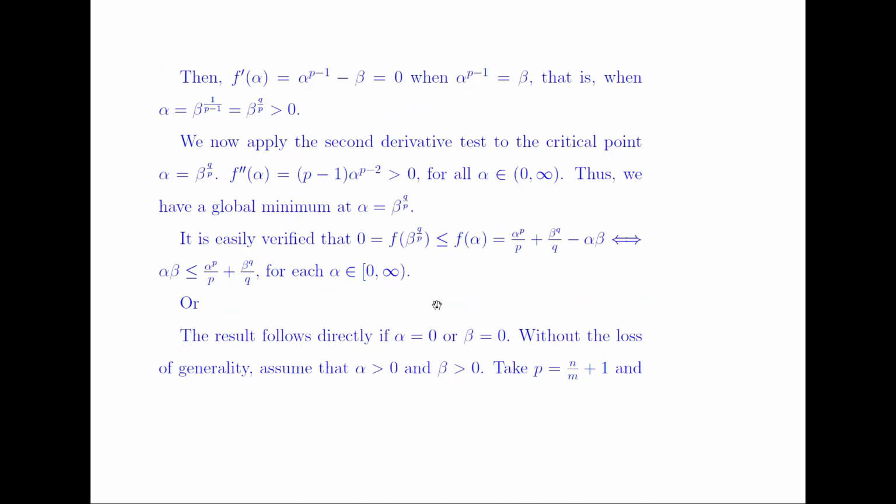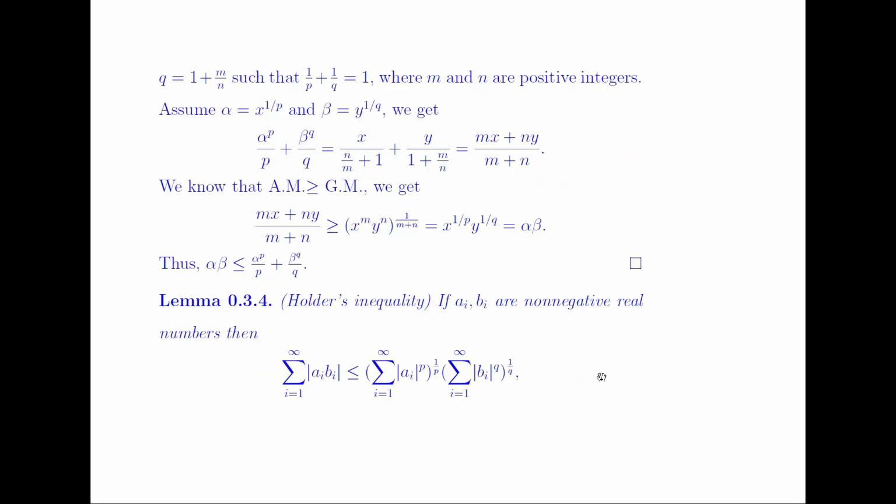So now regarding the proof, without loss of generality, we assume that alpha is greater than 0 and beta is greater than 0. And take p equal to n over m plus 1 and q equal to 1 plus m over n, such that 1 over q plus 1 over p is equal to 1, where m and n are positive integers.